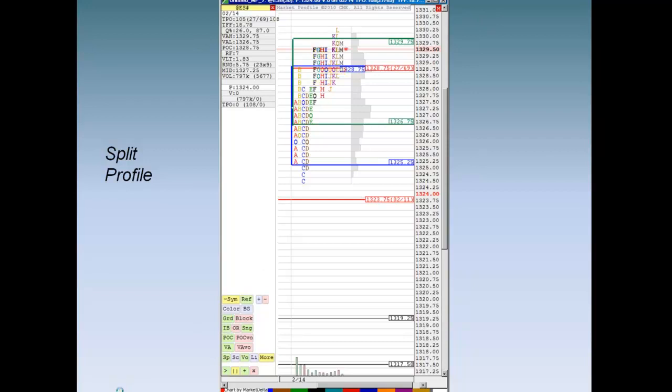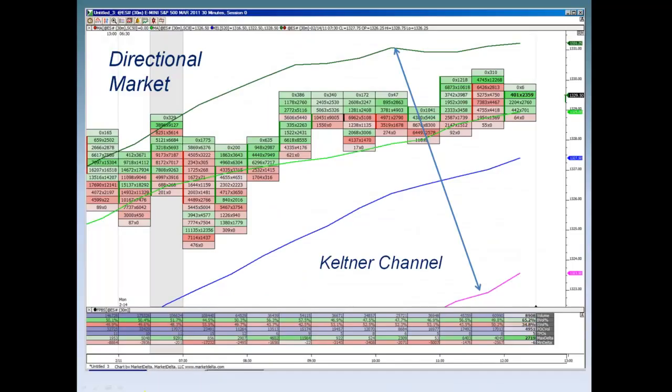So let's take a look at this day in the bar format, in the footprint bar format, and sure enough, notice how the top of the day was pretty much a consolidation, and the lower portion of the day was really another consolidation. So the day broke up into two parts. Now take a look at the Keltner. And notice again, as a result of the width of the band, you could see that this is a directional market. But this is not the only telltale.